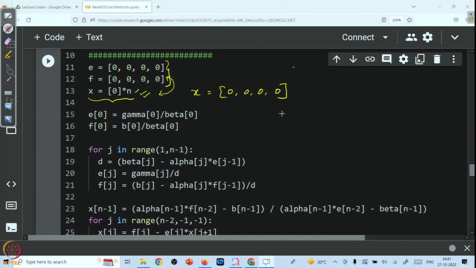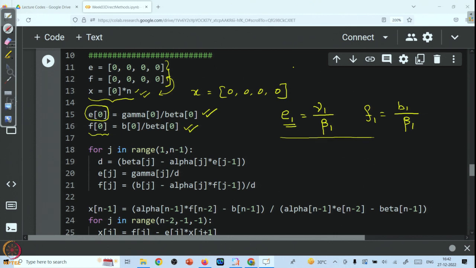And now we have to define E1. That is nothing but gamma 1 by beta 1, which is what we have seen in the method and what is written in this line. Remember, E1 mathematically means E0 in Python, because Python starts its index from 0 and goes up to n minus 1. I am always emphasizing this because it is very important, and often a confusing point. Similarly, F1 is defined as B1 divided by beta 1, and that is what is given here.